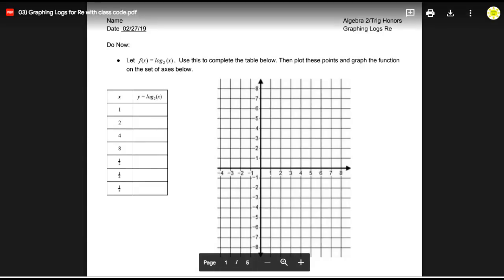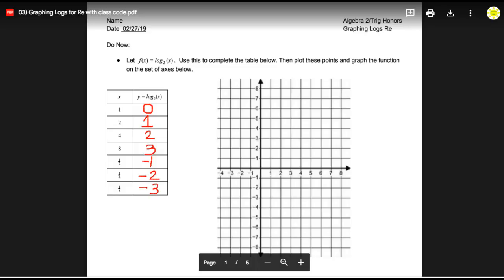Okay? So when we ask ourselves who is 1, you would tell me 0, and that's because 2 to the 0 equals 1. If I ask you what power of 2 is 2, you would tell me 1. What power of 2 is 4? That's 2. What power of 2 is 8? That's 3. What power of 2 is 1/2? That's -1. This is going to be -2, and then -3.